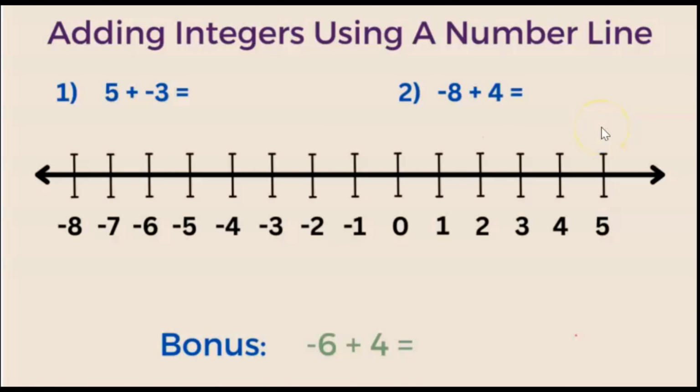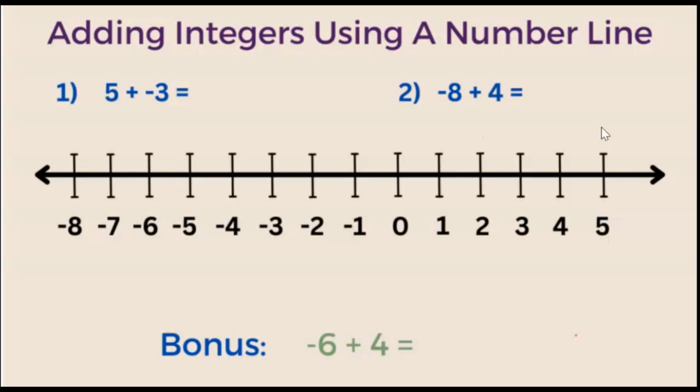In today's video, we're going to take a look at how you add integers using a number line. First, let's review what an integer really is. An integer is a whole number or a counting number, and its opposite. 0 is also an integer. Fractions and decimals, however, are not integers.